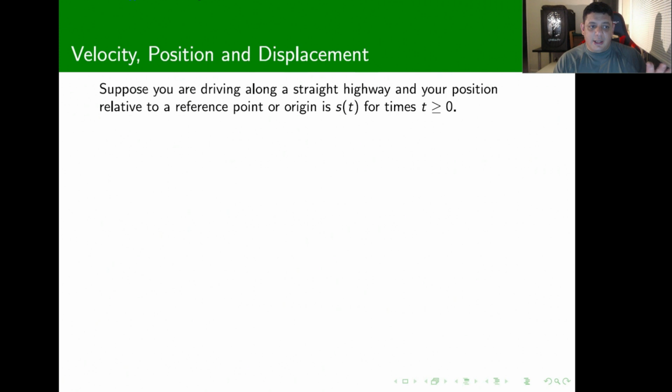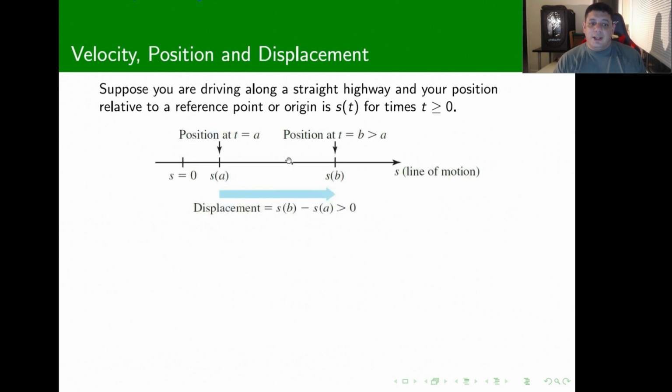So in terms of velocity, position, and displacement, we can also translate the integration notion and see what the area below the curve means. Suppose you're driving on a straight highway and you have a position function s of t for t bigger than 0. If you're moving from position a to position b, going from left to right, we can check the change in position, or the displacement, as s of b minus s of a, and this is going to be a positive change.